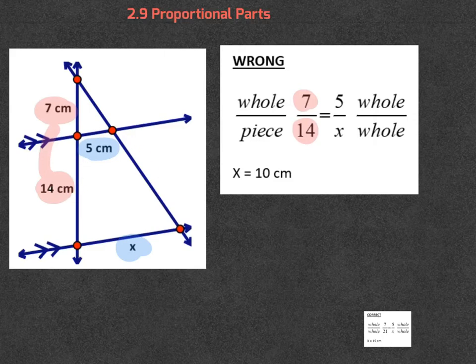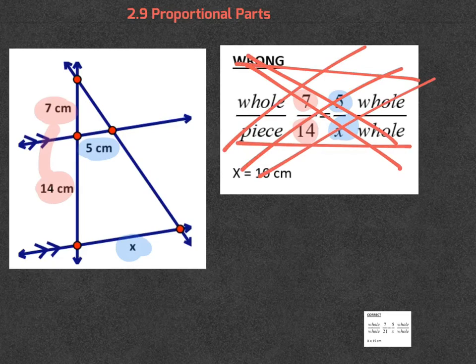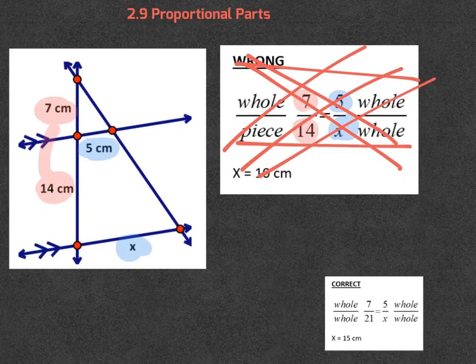But these are ratios of pieces of the sides. I need you to notice that the 5 is not a piece, it's a full side. And x is not a piece of a side, it's a full side. So if you tell me that 7 is to 14 as 5 is to x, you will get something that is absolutely wrong.